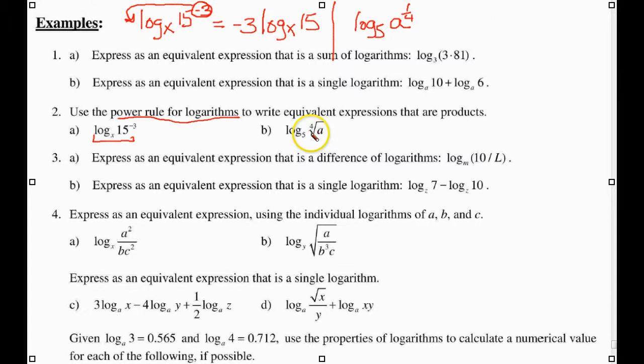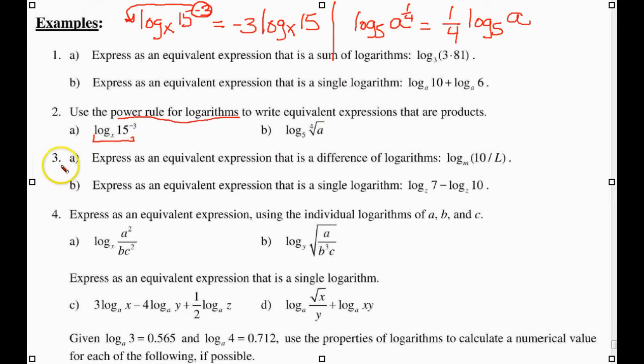So when we have it in radical form like this, in order to place it in this form, we have to convert the radical to its fractional exponential form. So now this is the exponent, which will go in front, log base 5 of a. So we're just taking these in little pieces and showing you how it works.